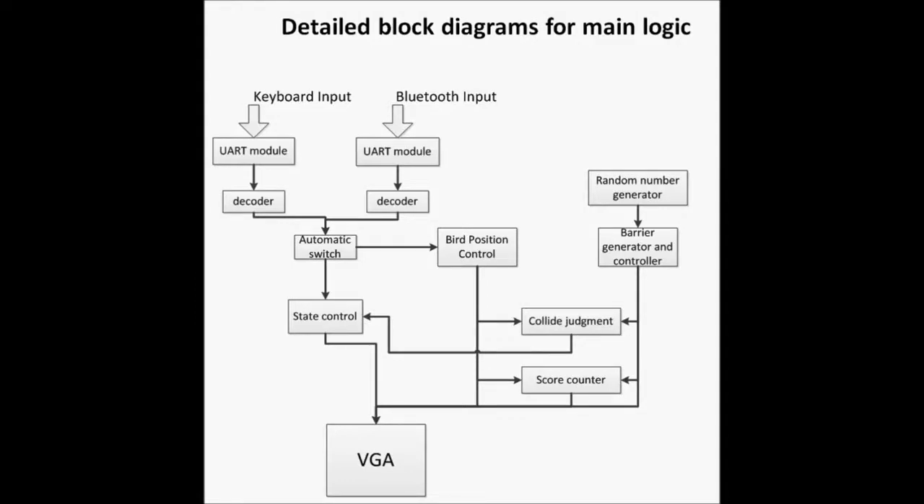The inputs are used for the bird position control and the main state machine control. There is also a random number generator to generate barriers randomly. Bird position and barrier positions are used for the collision control and the score counter. After that, the state, bird position, barrier position, and the score will be output to the VGA module for display.